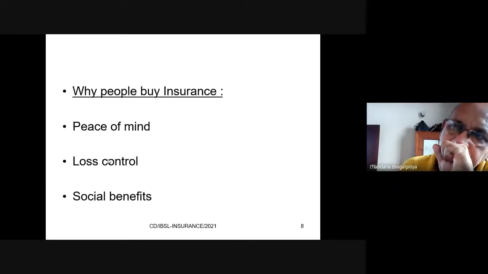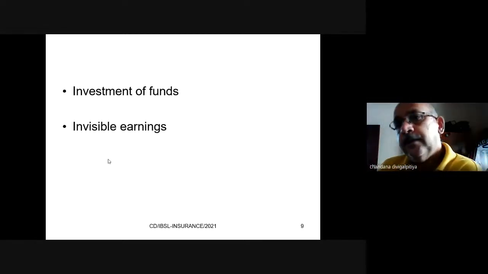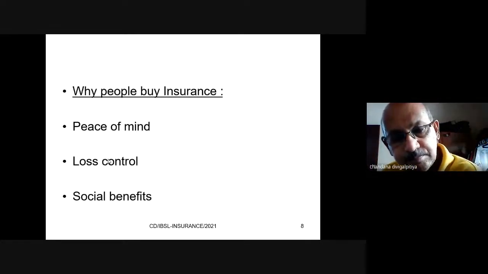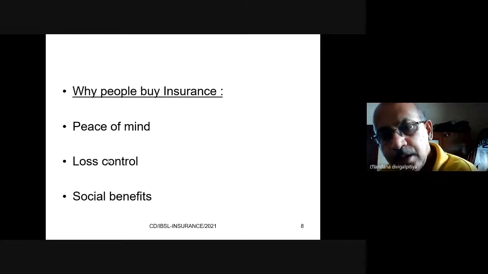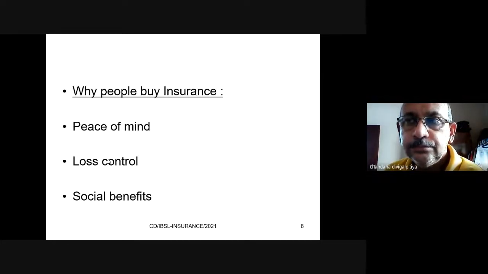Social benefits. Through insurance, a lot of employment opportunities are being provided to the people.